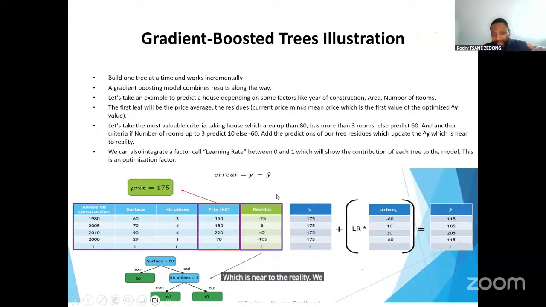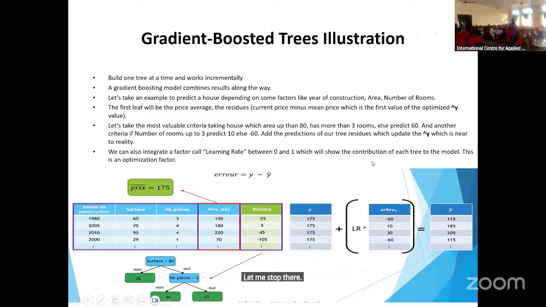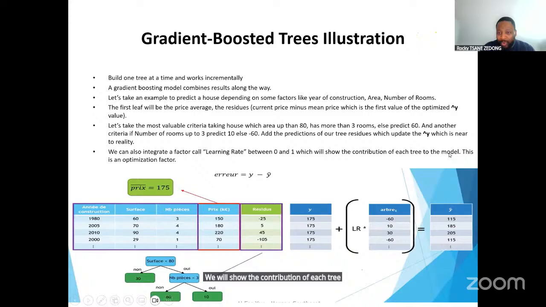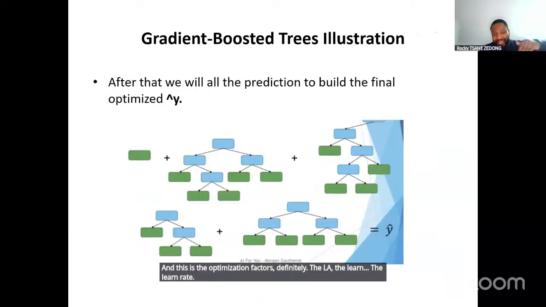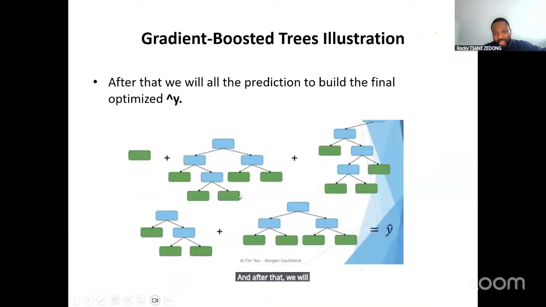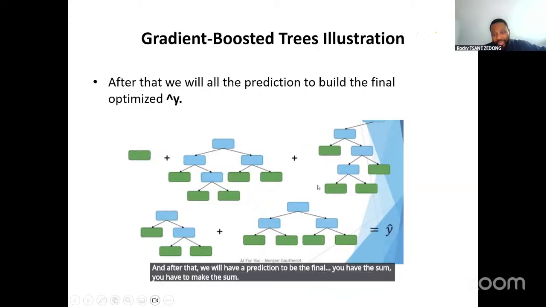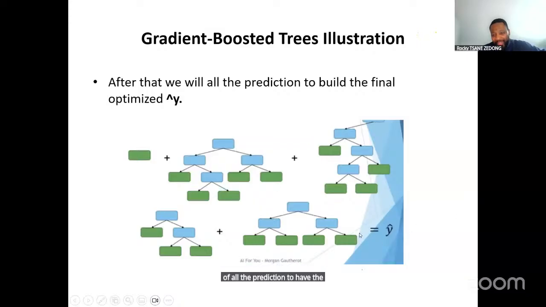We can also integrate a factor called the learning rate, between 0 and 1. It scales the contribution of each tree to the model, and this is an optimization factor, definitely. And after that, we will have the final prediction. You have to make the sum of all the trees' predictions to have the final optimized value here.